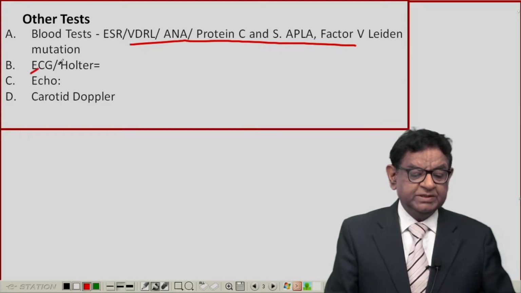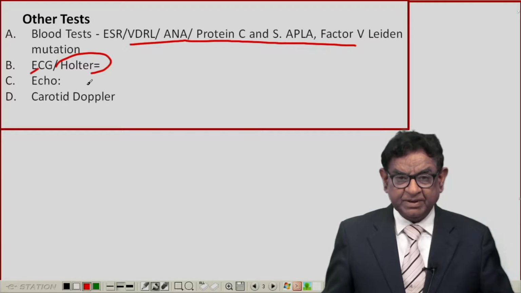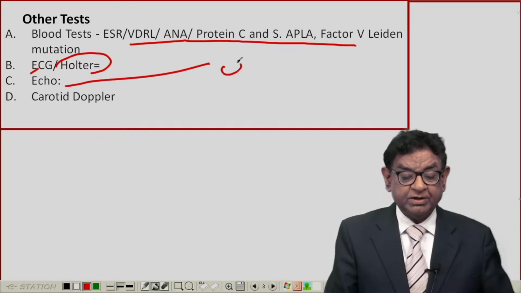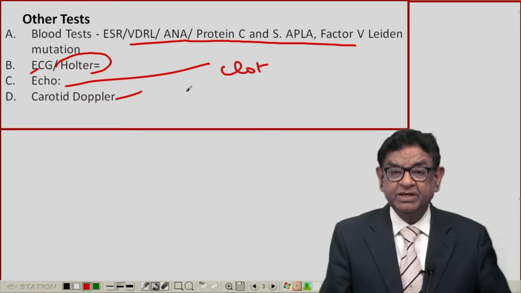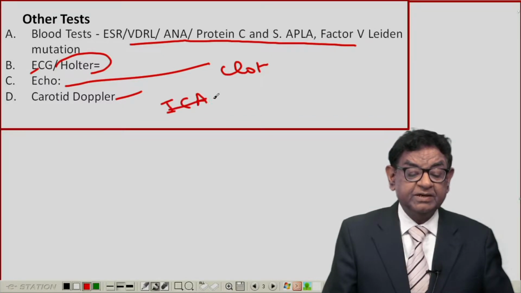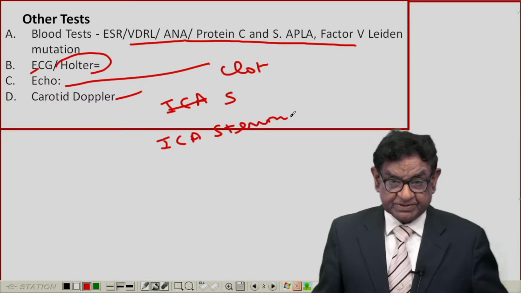We like to do ECG and Holter study to rule out any ischemia or any arrhythmias. Echo to look for any clot, and carotid Doppler study to rule out any internal carotid artery stenosis, any stenosis in the internal carotid artery. So they are the basic investigations.